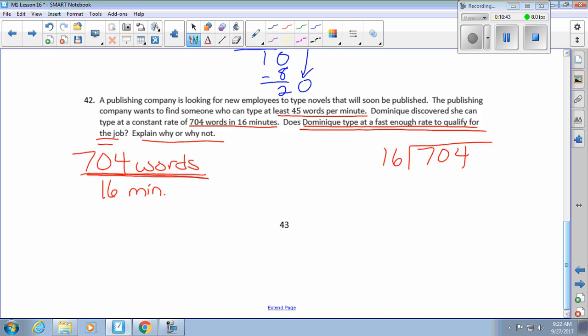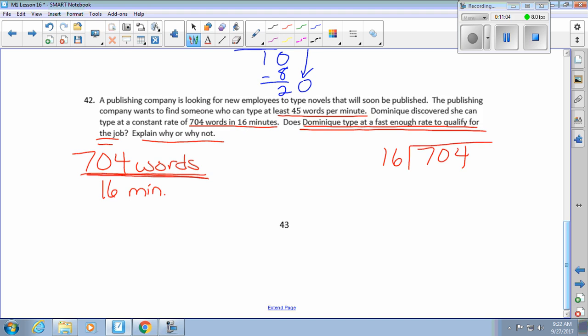Now some of you are saying, I don't know how to divide these double-digit numbers. So what you could do is say, all right, 16 rounds up to about 20, right? And 70, let's round that up to about 80. So how many times does 20 go into 80? That would be a good starting point to see if we can test it out.